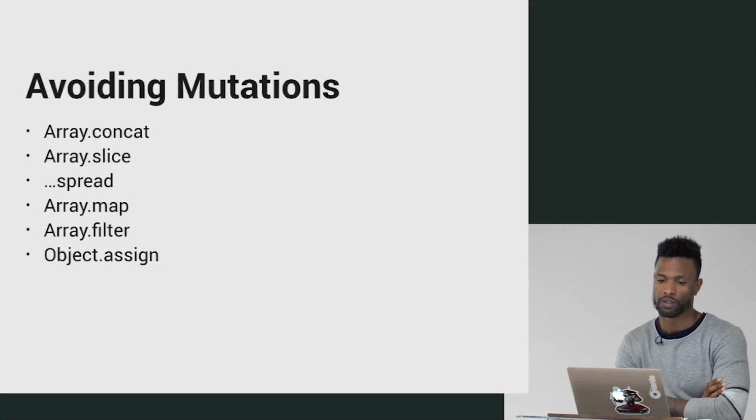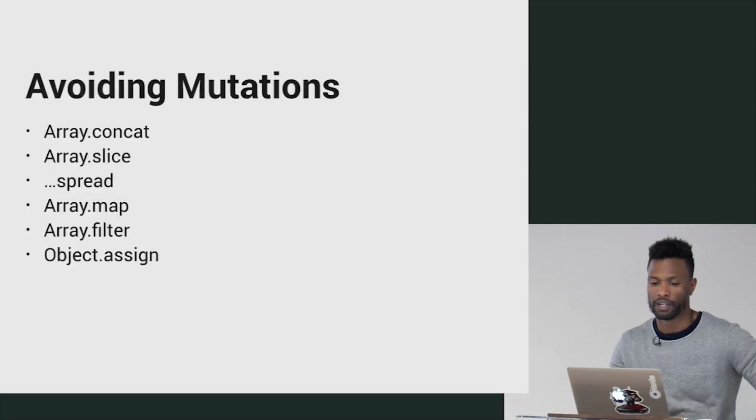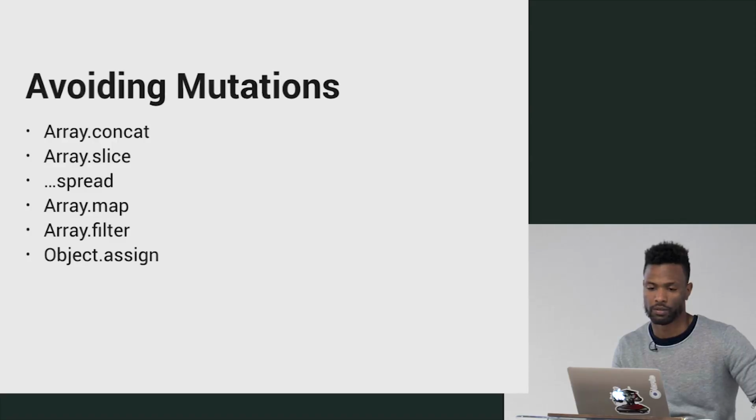So things that we can use are concat, slice, the spread operator, which depending on what transpiler you're using, you can do object spread and/or array spread, which is awesome. TypeScript doesn't have object spread. I was complaining to Lucas about that for the last week. So that's like my favorite feature ever. It's just amazing. But they do have array spread, array map, filter, and Object.assign, which is like extend or merge.